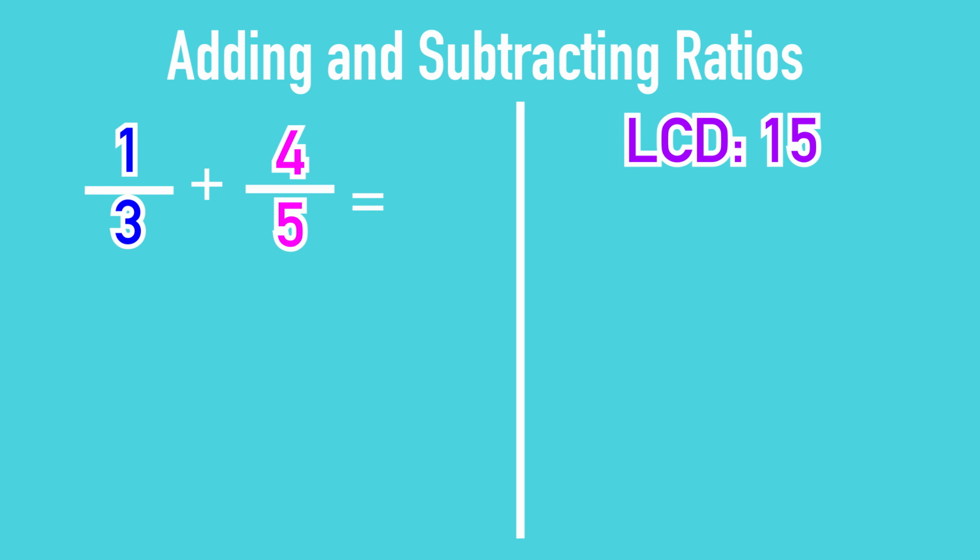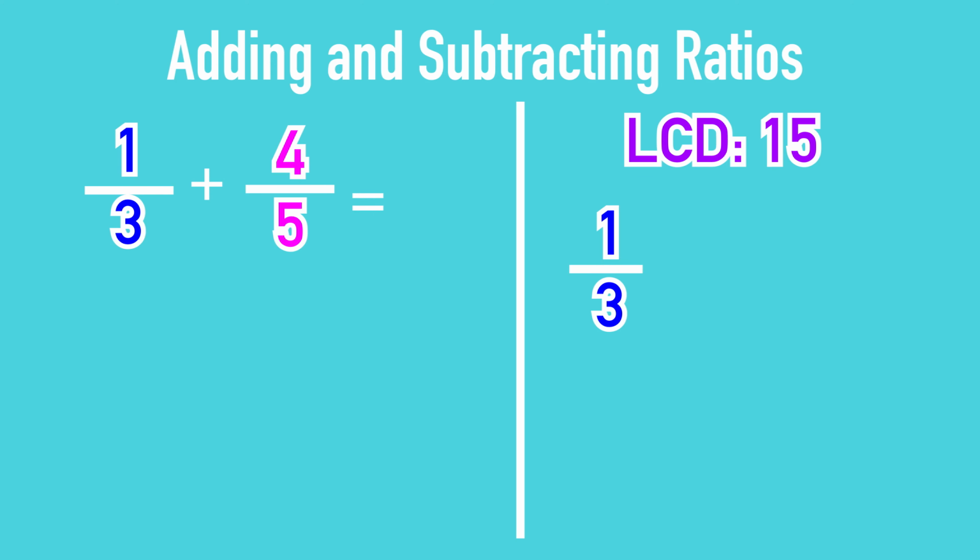But what if we want to add 1/3 and 4/5? Well, because we can create equivalent fractions, we have the ability to transform these fractions so that they have the same denominator but keep their original ratio. We call this shared denominator the least common denominator. It is the smallest number that both denominators are a factor of. Since 3 and 5 are both factors of 15, we will find the equivalent fractions with denominators of 15.